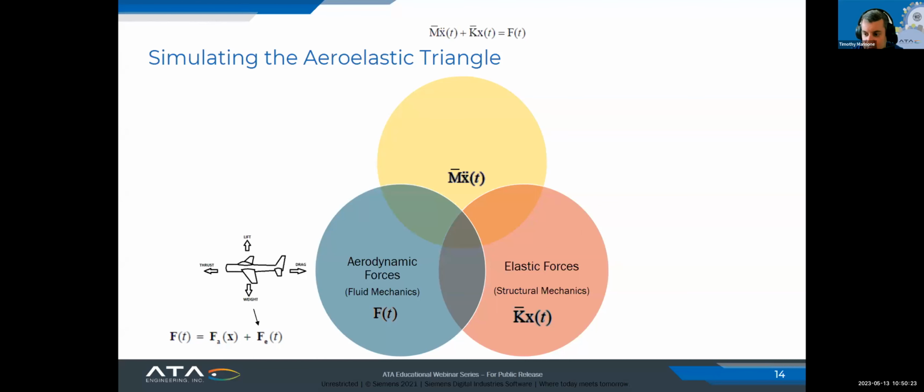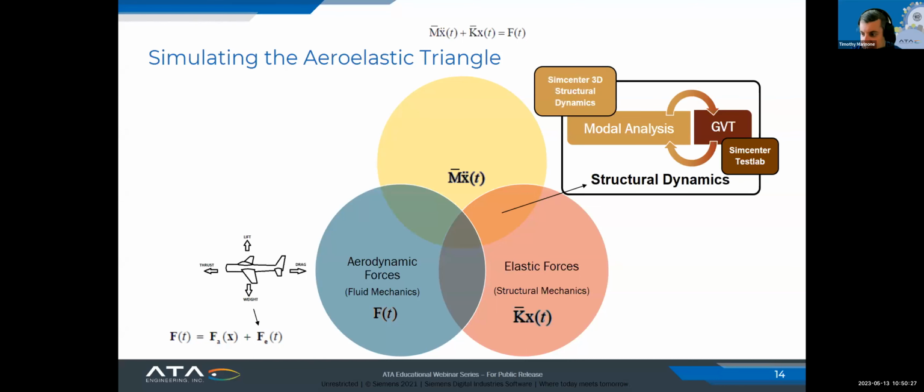So how do we get the interaction of those forces? The first thing we're going to do is the interaction between our inertial and our elastic forces, which is our structural dynamics portion. For this portion, we'll do our modeling and modal analysis in SimCenter 3D using structural dynamics. And then we'll do our testing with our GVT using SimCenter Testlab. We'll talk about that a little bit more on the next slide.